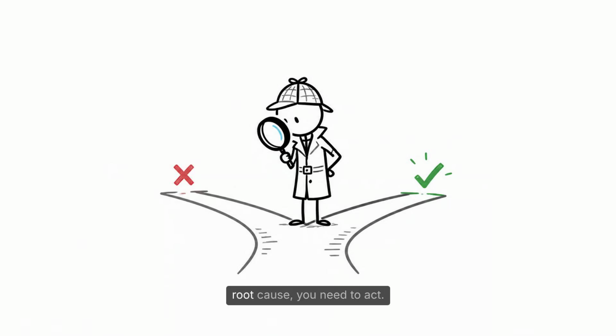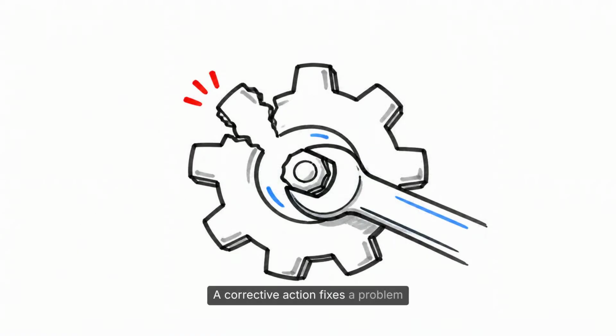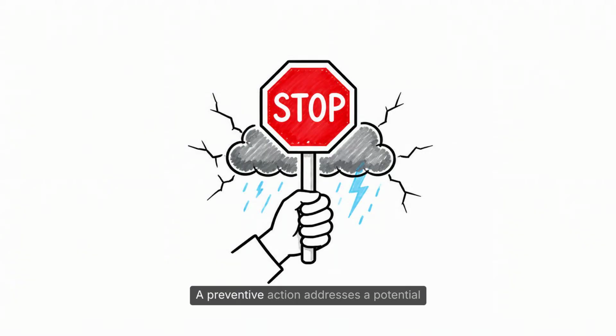Once you've validated your root cause, you need to act. And the type of action you take determines whether the fix actually holds. A corrective action fixes a problem that has already occurred. It eliminates the root cause, so the same failure cannot repeat. A preventive action addresses a potential problem, one that hasn't happened yet, and stops it before it ever does.